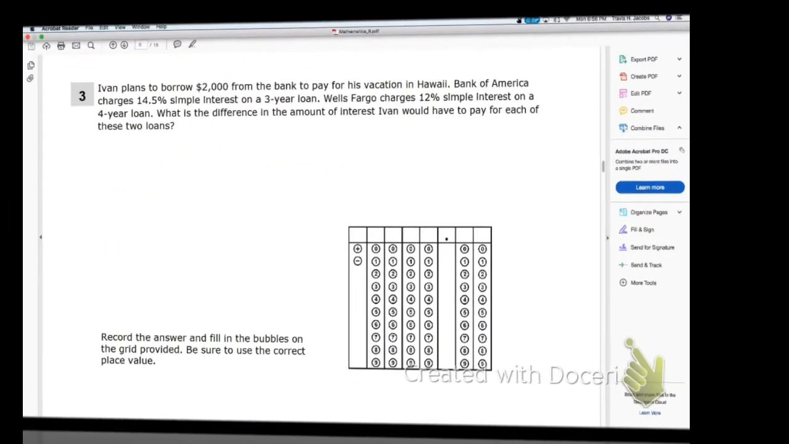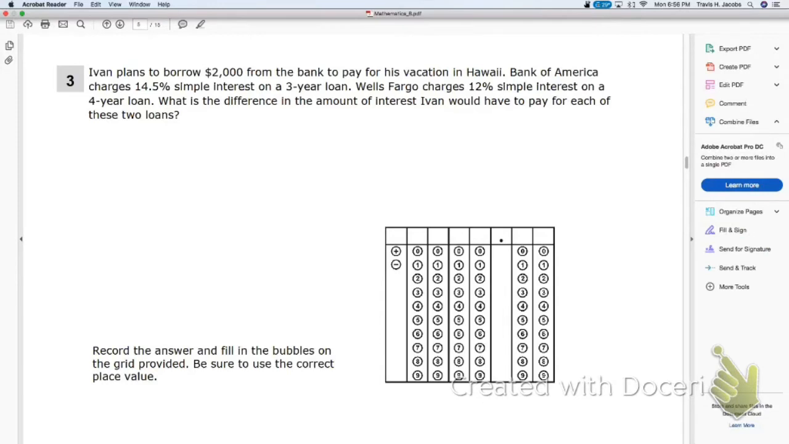Question 3, practice ACP. Ivan plans to borrow $2,000 from the bank to pay for his vacation in Hawaii. Bank of America charges 14.5% simple interest on a 3-year loan. Wells Fargo charges 12% interest on a 4-year loan. What is the difference in the amount of interest Ivan would have to pay for each of these two loans?